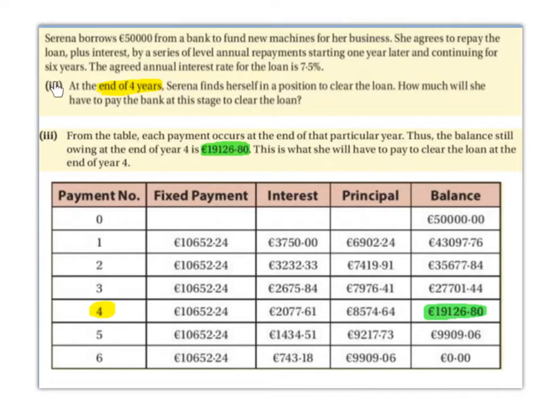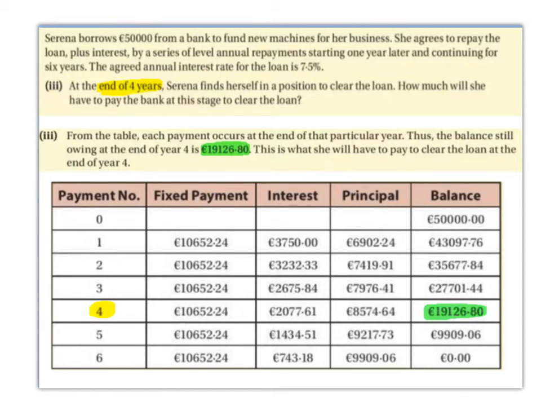Part 3. At the end of 4 years, Serena finds herself in a position to clear the loan. How much will she have to pay the bank at this stage to clear the loan? From the table, each payment occurs at the end of that particular year. Thus, the balance still owing at the end of year 4 is €19,126.80. So this is year 4, and this is the balance that's left. This is what she will have to pay to clear the loan at the end of year 4.